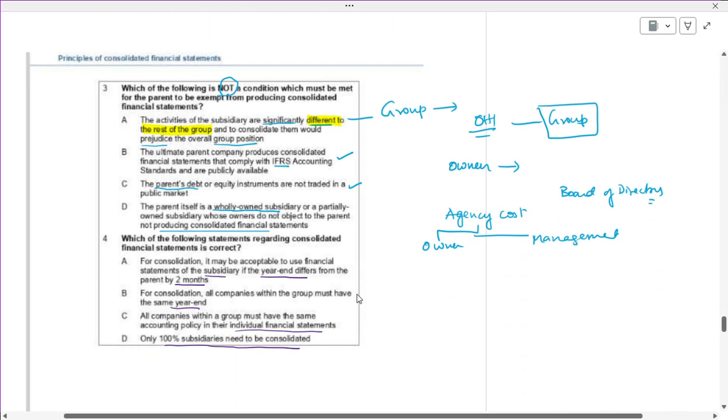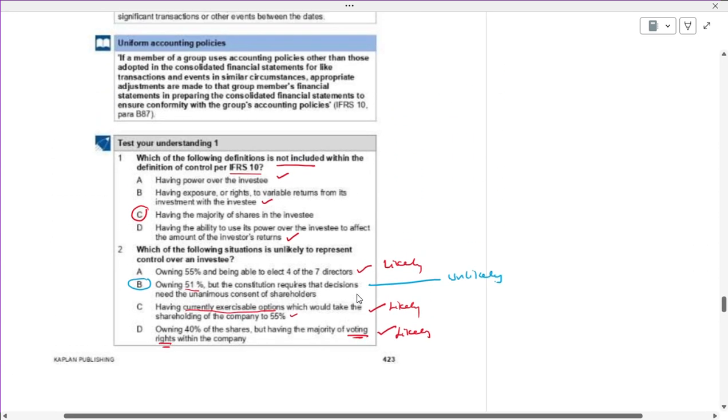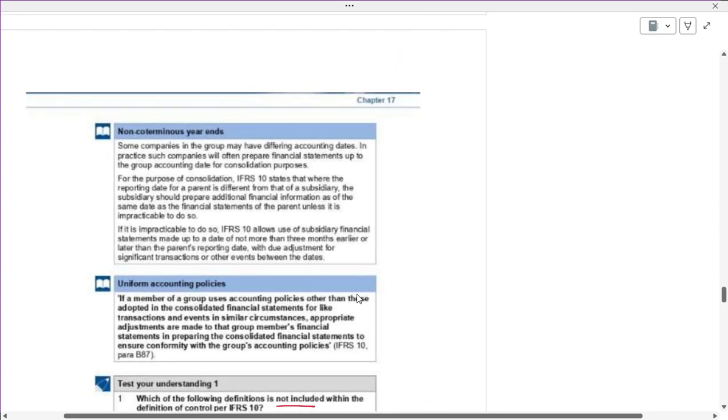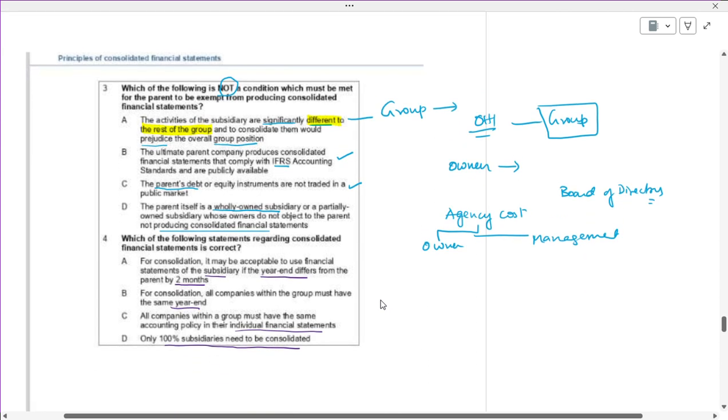Now, somewhere it is, just one minute. If it is impractical to do so, IFRS 10 states that where the reporting date of the parent is different from the subsidiary, the subsidiary should prepare additional financial statements as of the same day as the parent unless it is impractical to do so. Is it right? It may be accepted to use the subsidiary's financial statements if the year end differs from the parent by 2 months. For consolidation, all companies within the group must have the same year end.